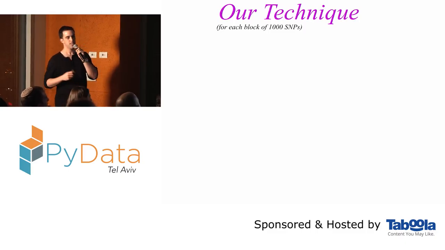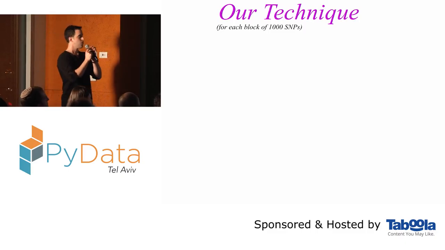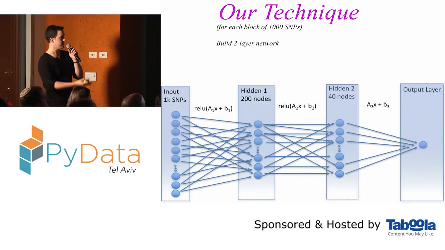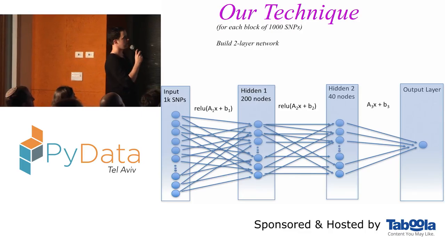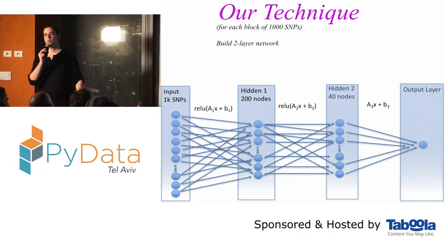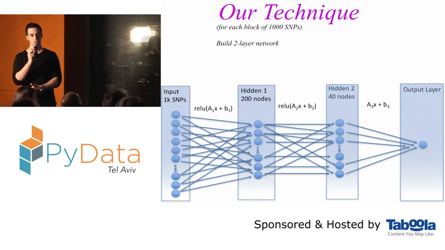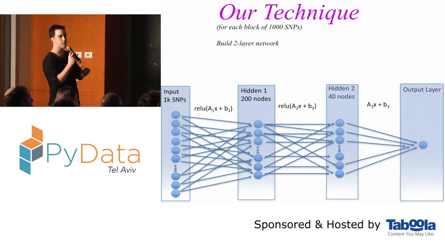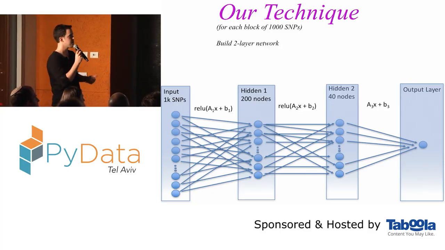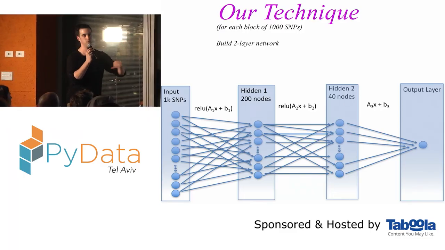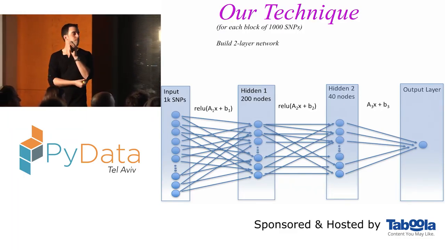All right, so let's talk about our technique. What we'll do is build a two-layer network, a standard architecture like this, okay? We'll build one different model for different consecutive blocks of 1,000 SNPs. So we take 1,000 consecutive SNPs and build a model on that. We have 1,000 SNPs as features, and then the output layer will try to predict height.